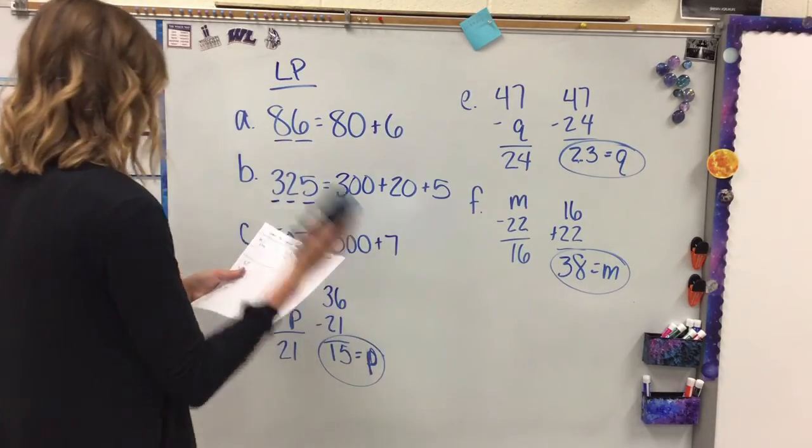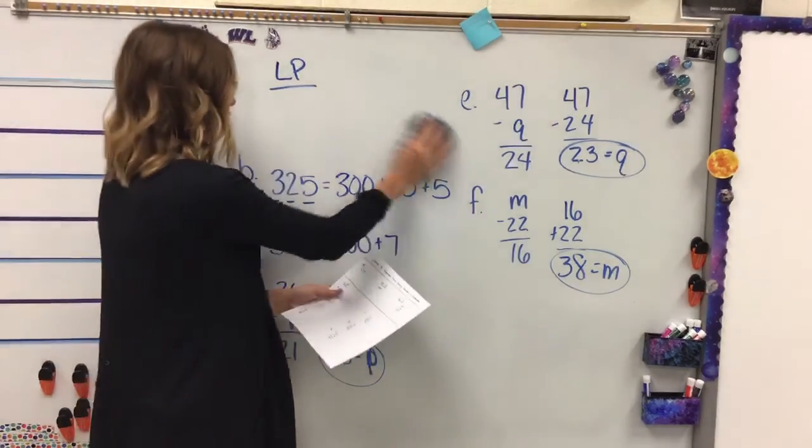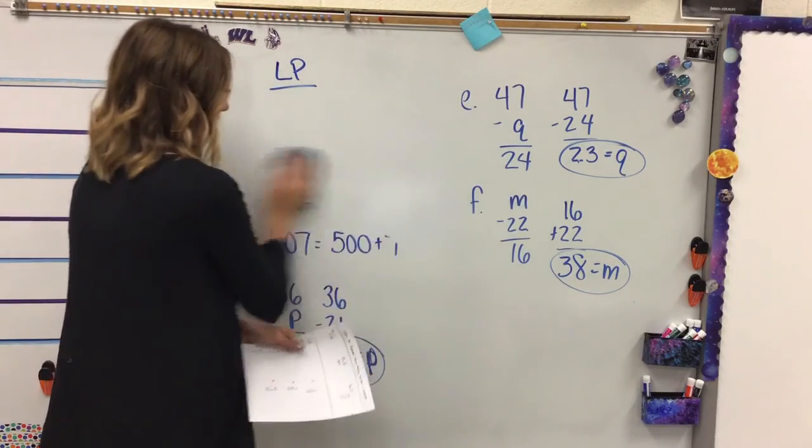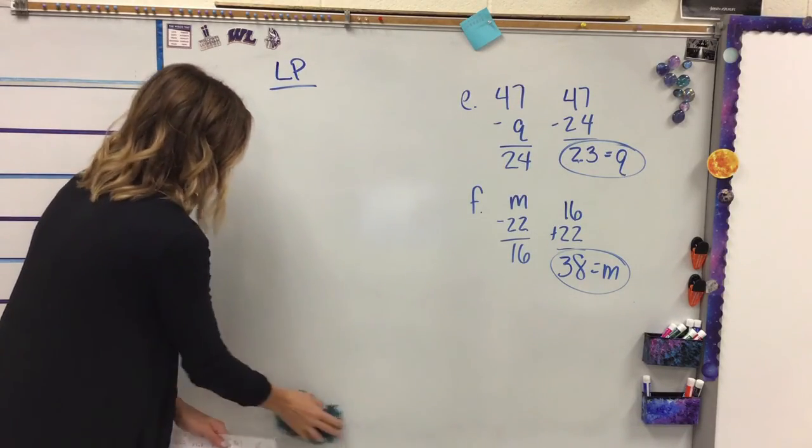Go ahead on G. G says W minus 32 equals 43. Think about, is that missing number first or second?